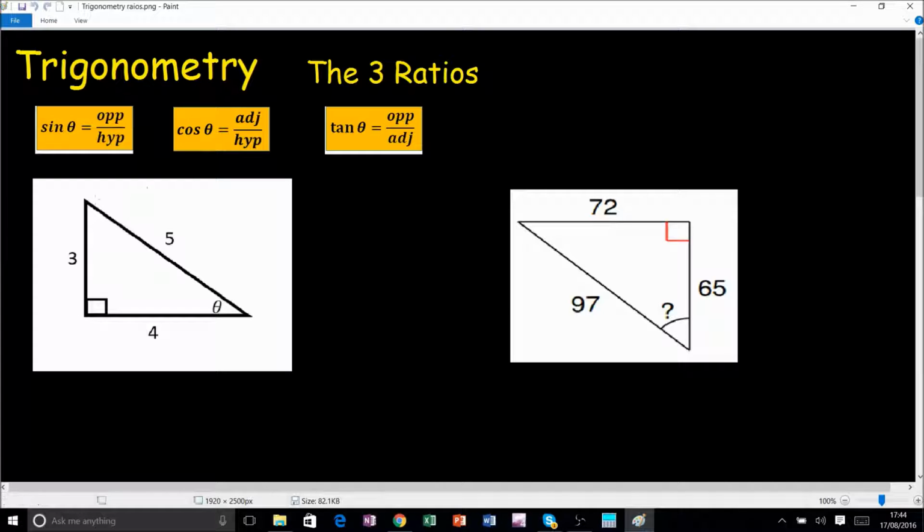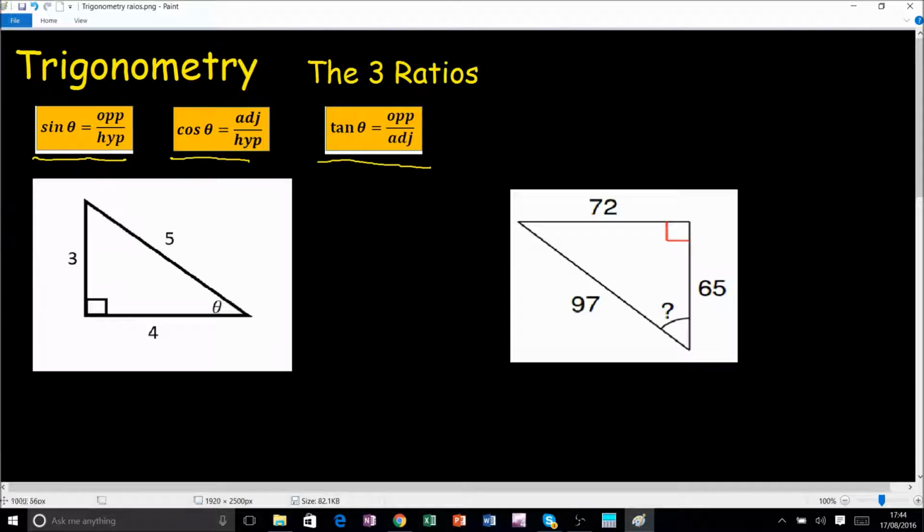Today we're going to be looking at trigonometry again, and we are going to be looking at the three trigonometric ratios. Here before us we already see them. We've got sine, we've got cos, and we've got tan. Sine theta is equal to the opposite over the hypotenuse. Cos theta is equal to the adjacent over the hypotenuse, and tan theta is equal to the opposite over adjacent.